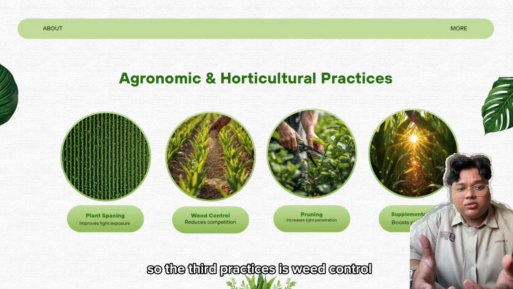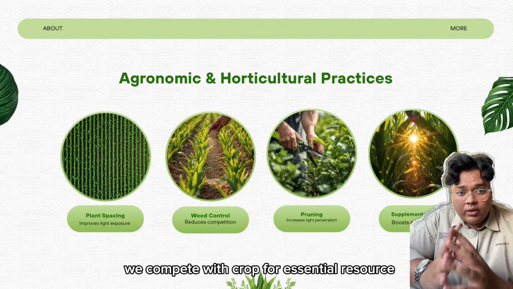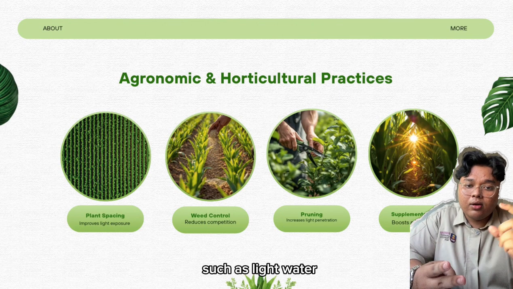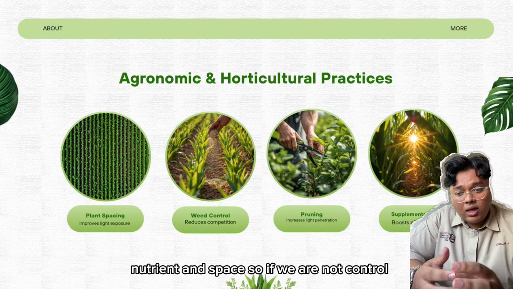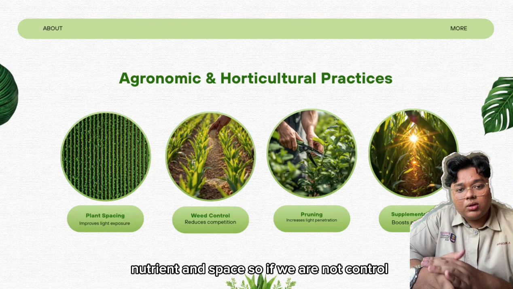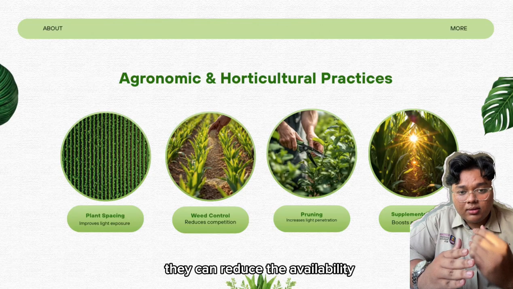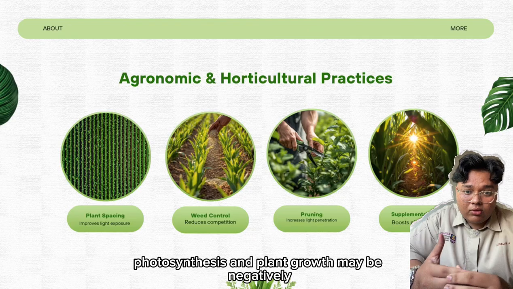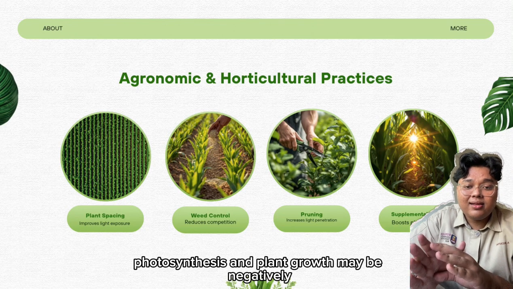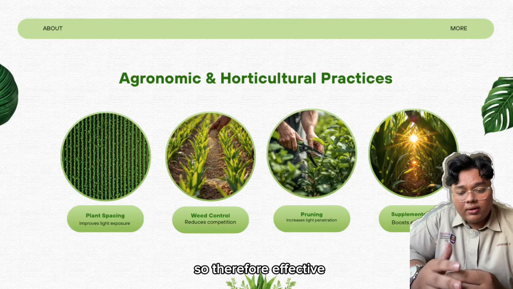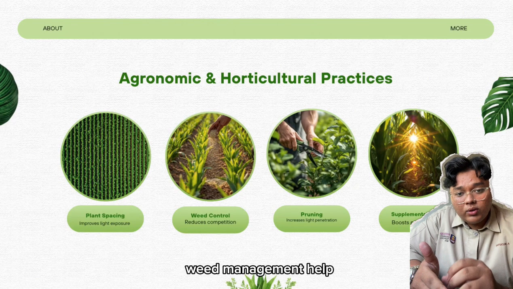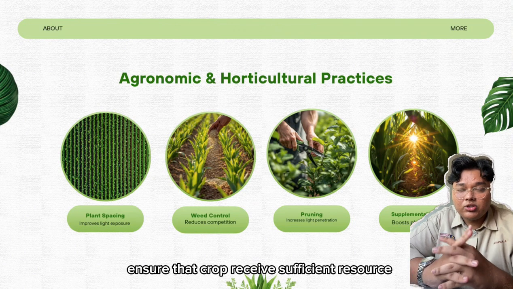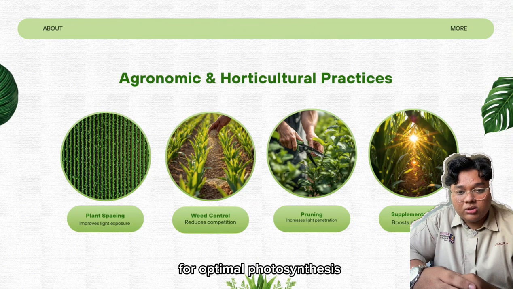The third practice is weed control. Weeds compete with crops for essential resources such as light, water, nutrients, and space. If they are not controlled, they can reduce the availability of these resources to the crop. As a result, photosynthesis and plant growth may be negatively affected. Therefore, effective weed management helps ensure that crops receive sufficient resources for optimal photosynthesis.